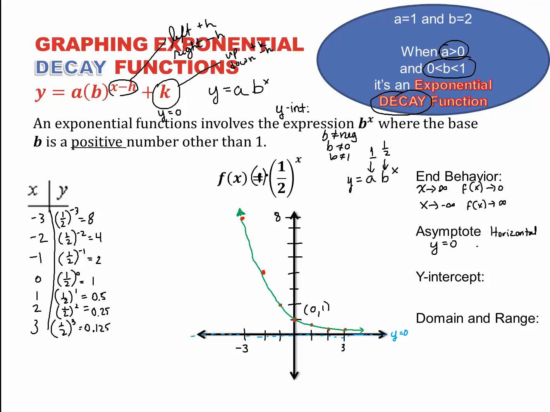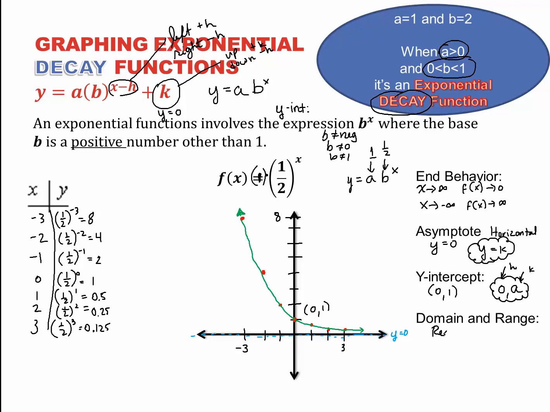And this is the same as before. This is going to be your k value, always, if you have one. If you don't have one, then it's 0. Your y-intercept in this one is 0, 1. And for all of your exponential functions, it's at 0, k. And remember, this gets modified by h, and that gets modified by k.